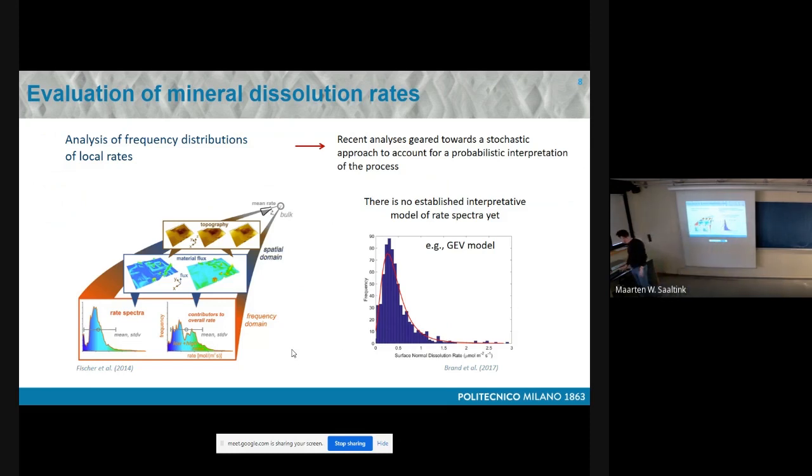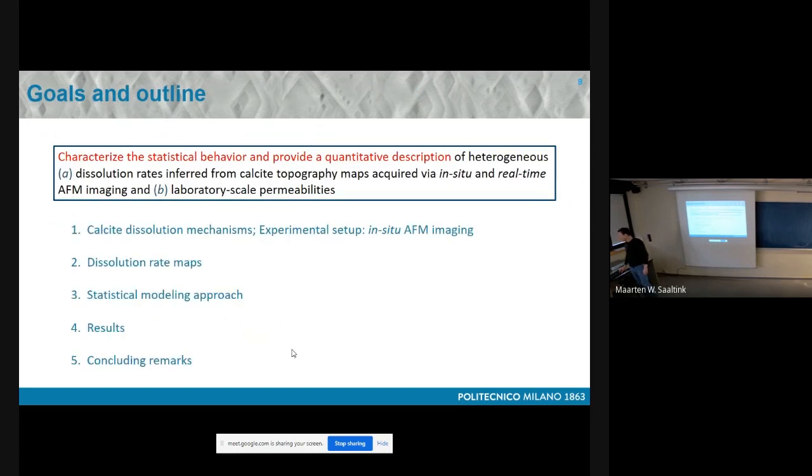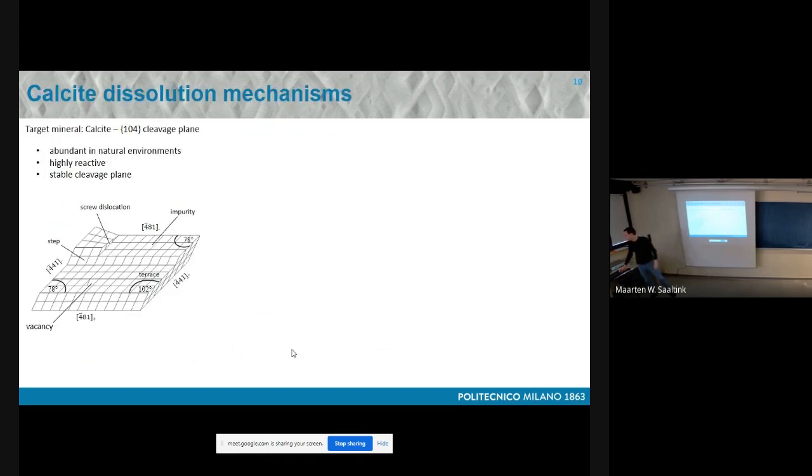And so we tried to work on this part. The idea is to structure the presentation by simply enumerating some mechanisms of calcite dissolution, a synthetic description of the experimental equipment that we have in Milano, the atomic force microscope, and then come up with measured observed values and some statistical modeling approach, and then maybe some future perspectives or some future work that we are doing.